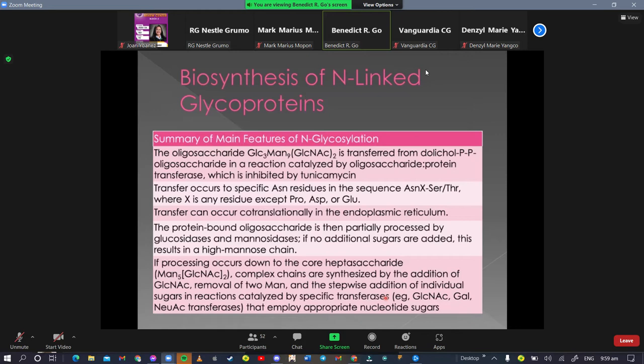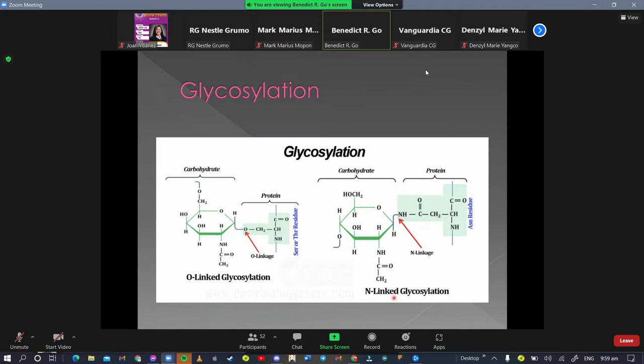Now, this is a summary of your N-glycosylation. Okay, we already discussed that earlier, especially the highlights. Same thing, the difference between N-linked and O-linked.